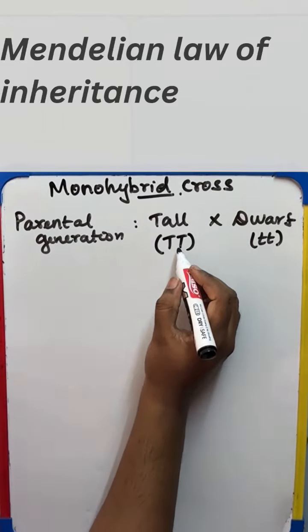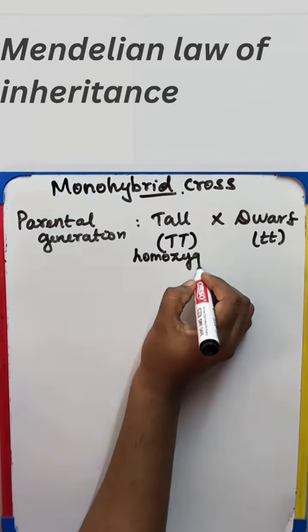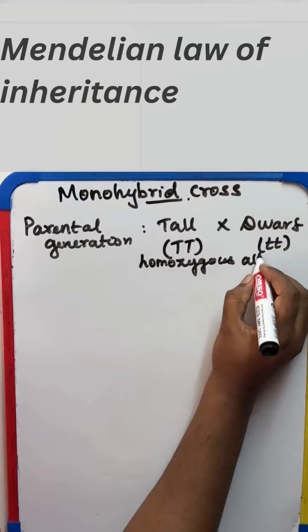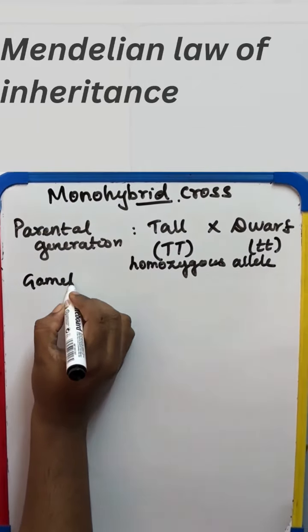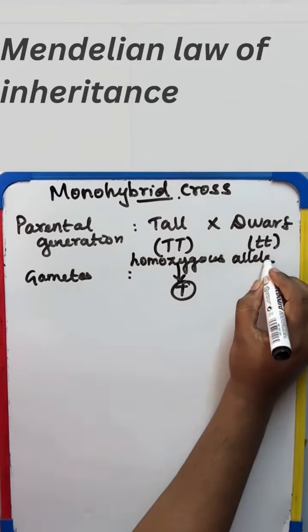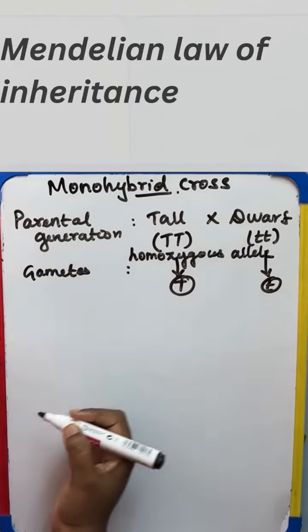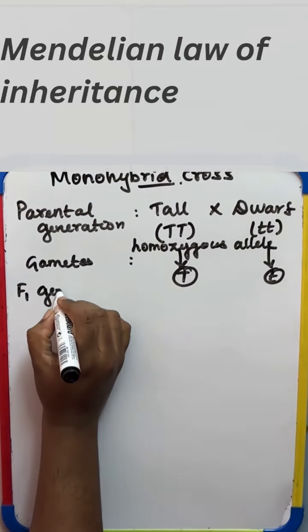Here we call it a homozygous allele because the alleles are the same. Now the gametes are represented as capital T for the tall plant and small t for the dwarf plant. He made a cross between the tall and dwarf plant.